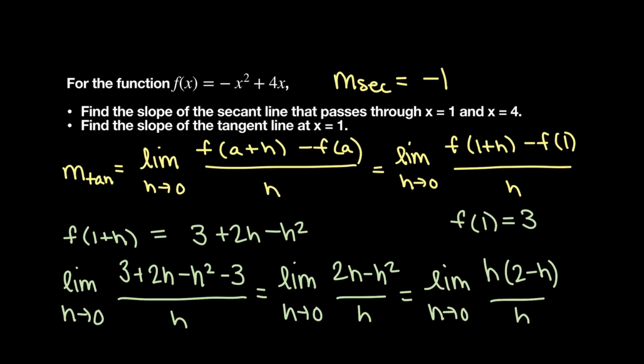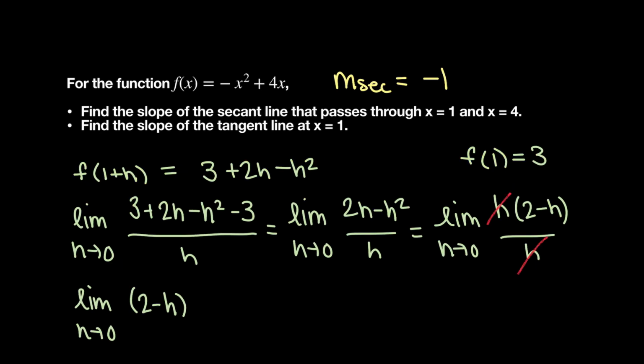And we can do that by factoring an h out of that numerator. So I can factor an h out of the 2h minus h squared, and I'm left with 2 minus h. And then we can cancel those h's out, and we're left with the limit as h goes to 0 of 2 minus h. Finally, I plug in 0 for h, and I'm left with 2. So the slope of my tangent line here is 2.